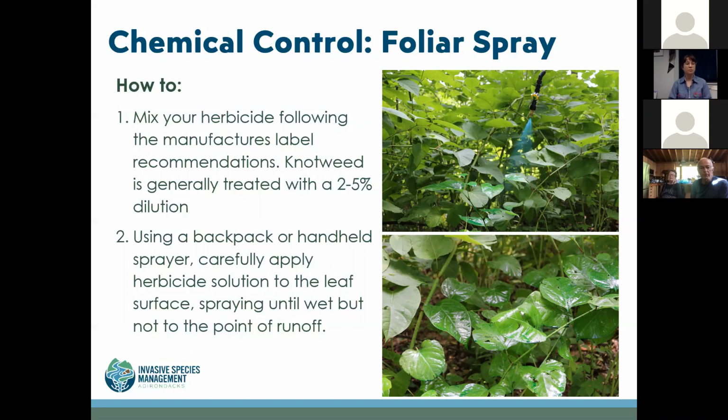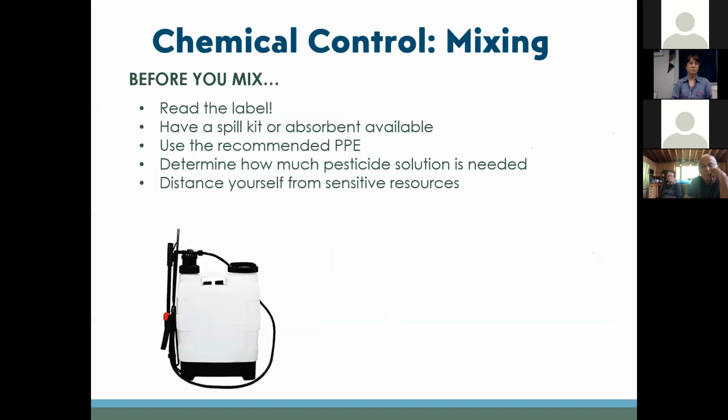This is applied to the foliage using a backpack or handheld sprayer to the point that almost all of the leaves are wet, but you don't want to apply so much that herbicide is running off the leaves of the plants onto the ground. So you want a nice coating, as you can see in the lower photo here. Before you mix your herbicide, if you're going to perform a foliar spray, you always want to read the label. There are safety recommendations as well as PPE guidance provided by the manufacturer on that label.